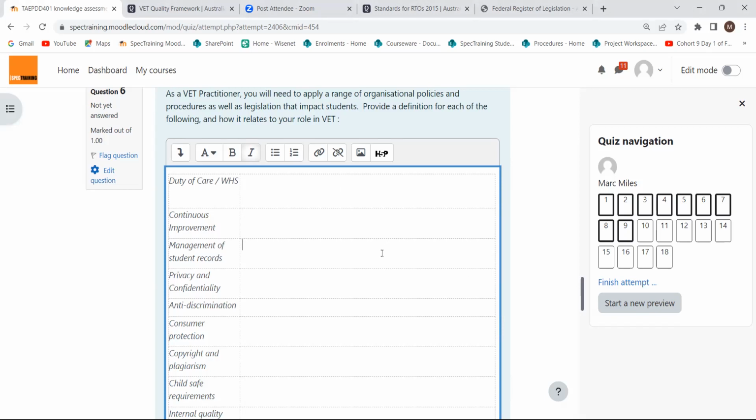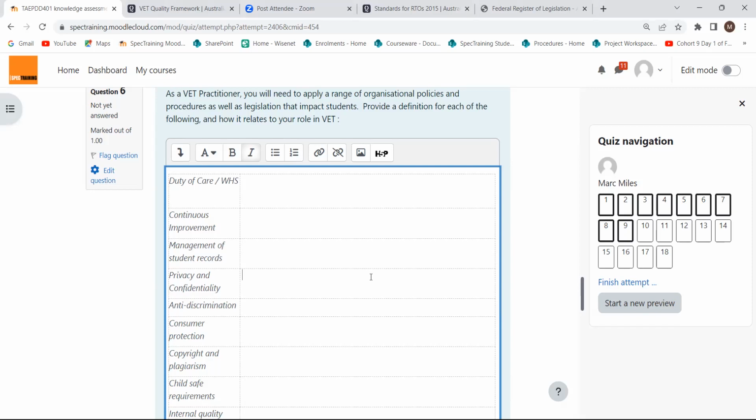Okay. Management of student records. Again, you could think about, well, in an RTO, probably student records need to be kept confidential, and need to be kept in a safe and secure manner. And you could say, in an RTO, an example of this could be student records are backed up regularly, and also there is a password that's applied to records so that, let's say, third parties cannot access those student records without permission.